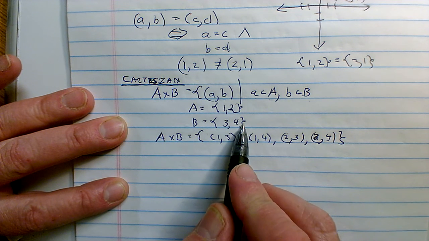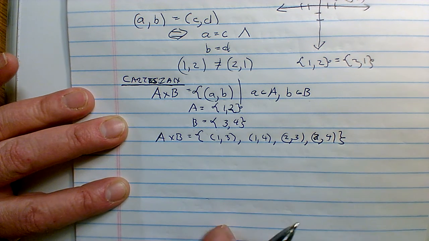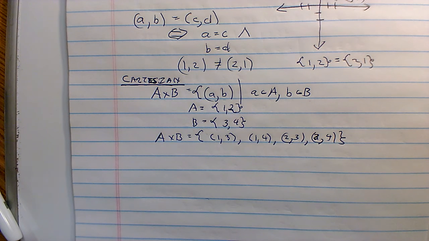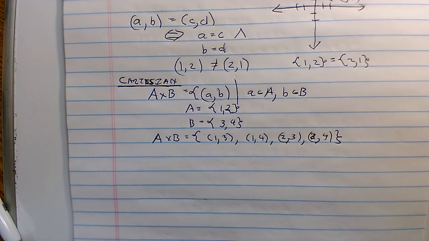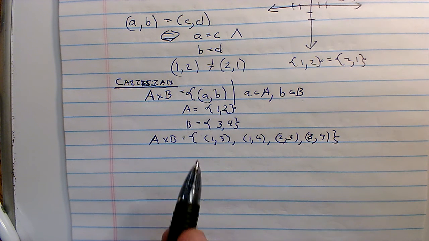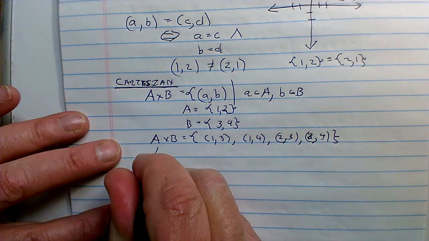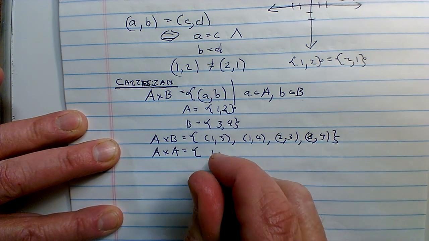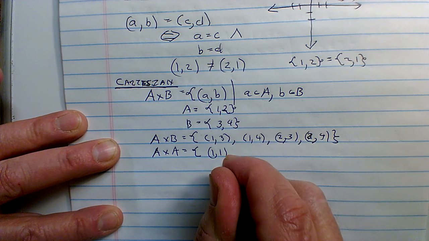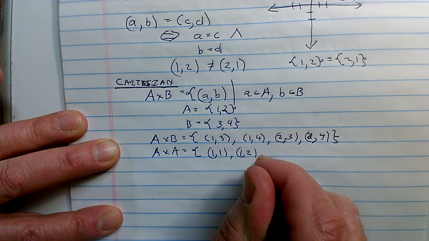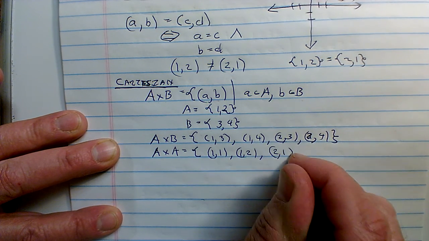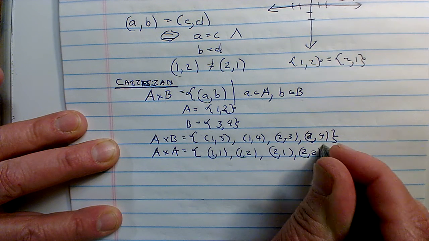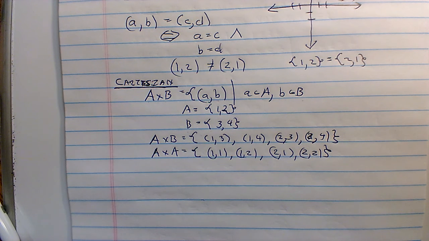When the cardinality here is 2 and the cardinality here is 2, here we get a collection in A cross B with a set that has a cardinality of 4. So the cardinality of A times the cardinality of B gives us the cardinality of A cross B. Notice we could just as easily do A cross A, and we could get the ordered pairs 1, 1, 1, 2, 2, 1, and 2, 2. And again, the rule about cardinality holds as before.